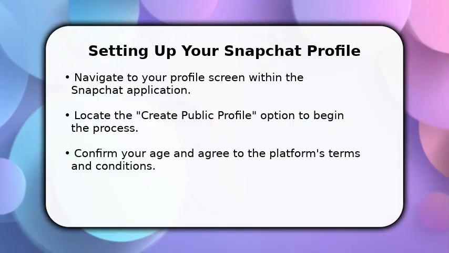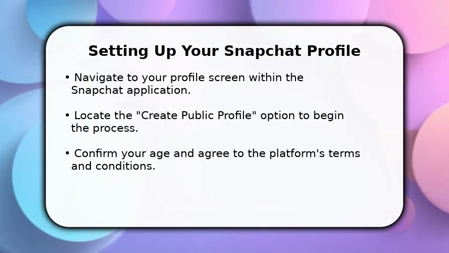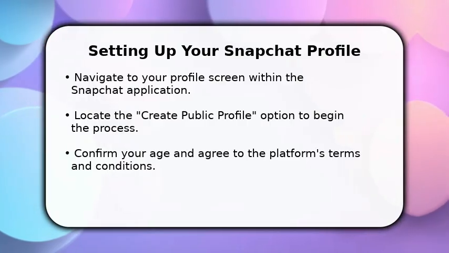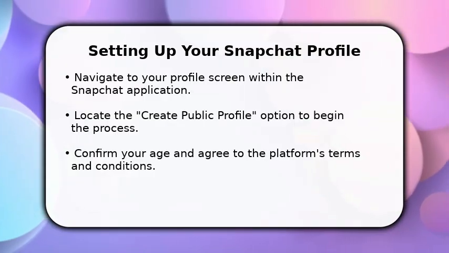Enjoy the video. In this video, I will show you how to set up your public profile on Snapchat. First, open the Snapchat app and tap on your Bitmoji or profile icon in the top left corner. This takes you to your profile screen.